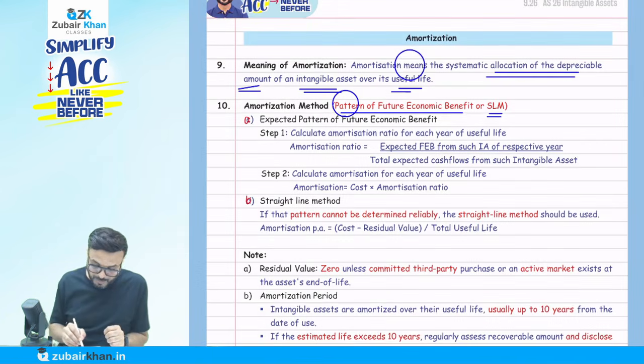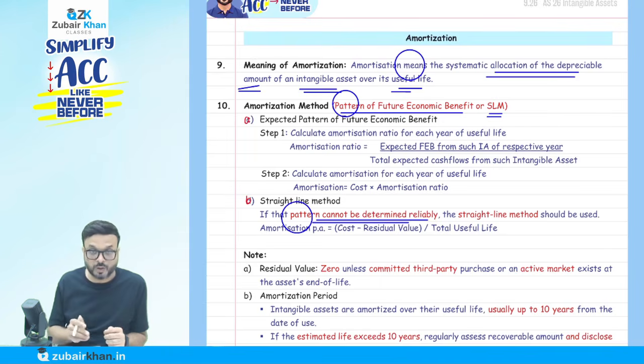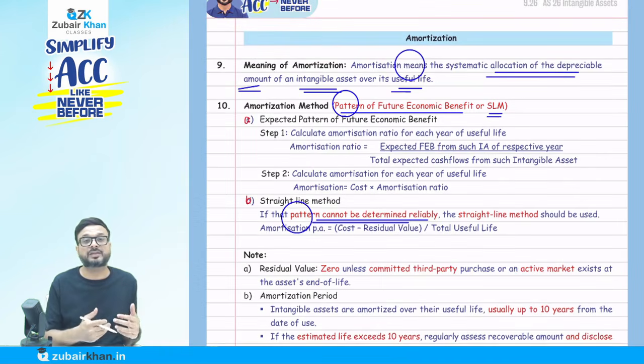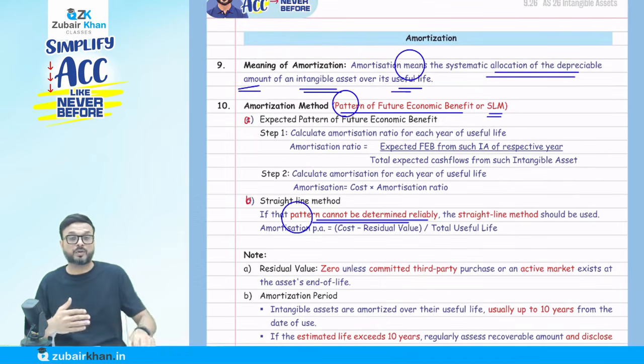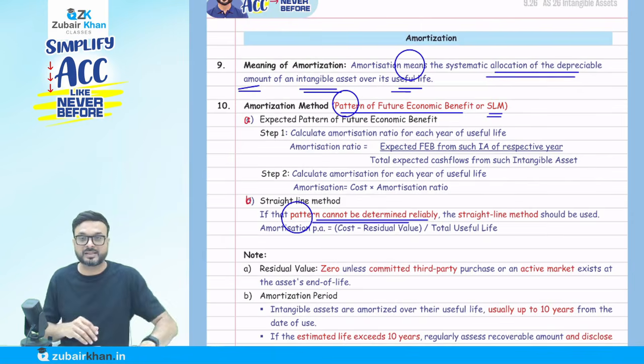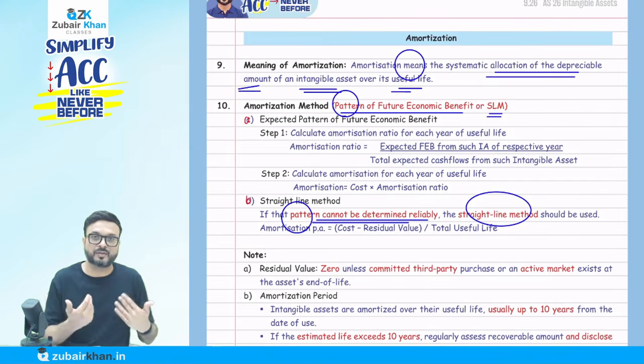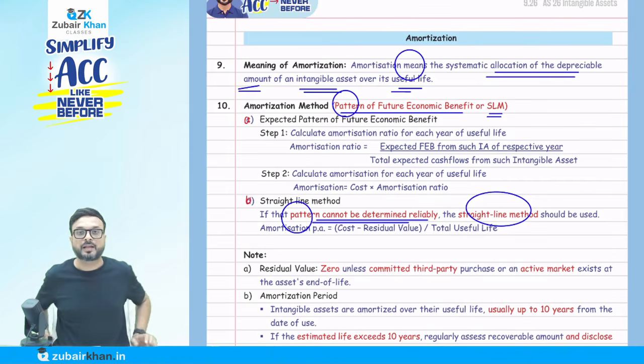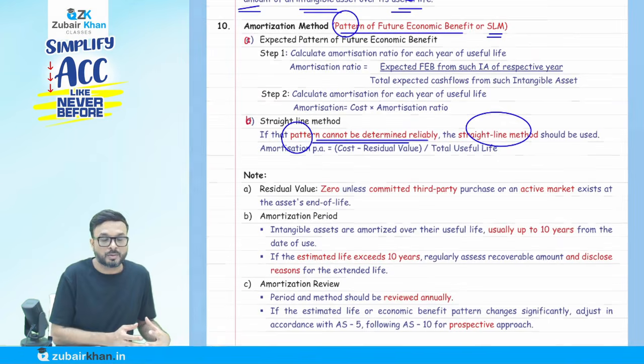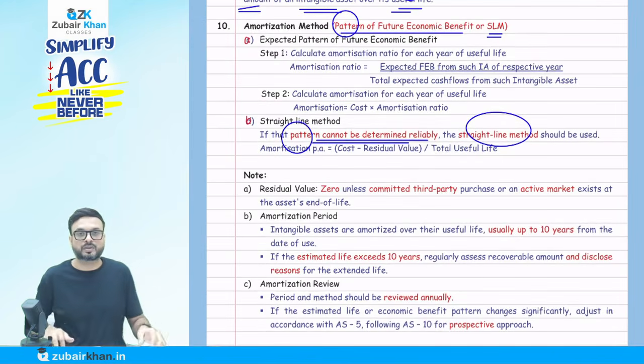But they say if the pattern cannot be reliably measured, if you cannot calculate the future economic benefit pattern, in that case use the straight line method. That is very simple: cost minus residual value divided by the total useful life. First, use the pattern of the future economic benefit; if not possible, then go on the SLM basis.